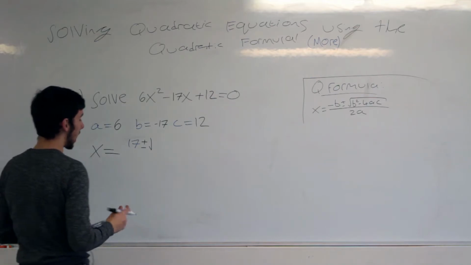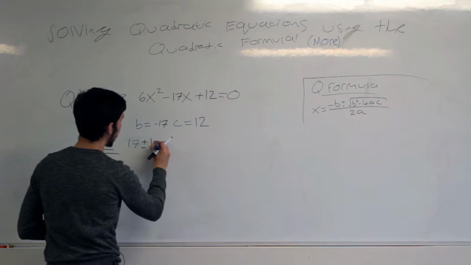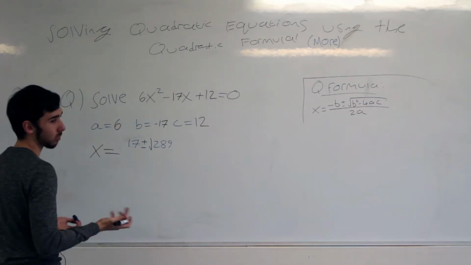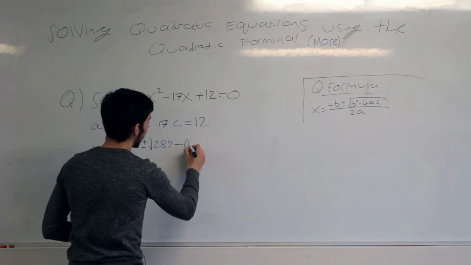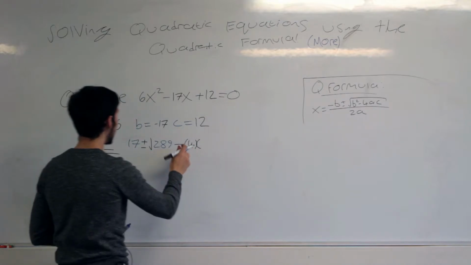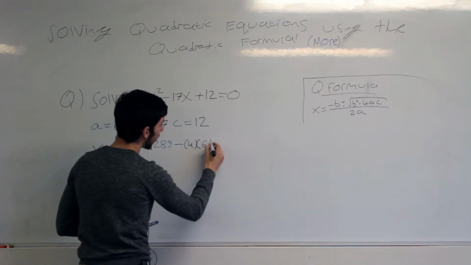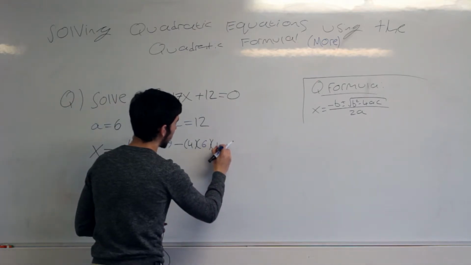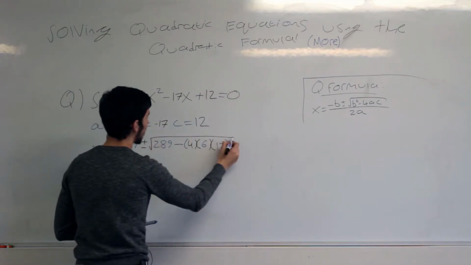17 squared, you can use a calculator, you can use long multiplication. 17 squared is 289, okay? Easy. Well, not really that easy, but you can do that. Then we're going to take away 4 multiplied by a, which is 6, which is also multiplied by c, based on that formula there, which is 12, close the bracket, all of that's being square rooted.